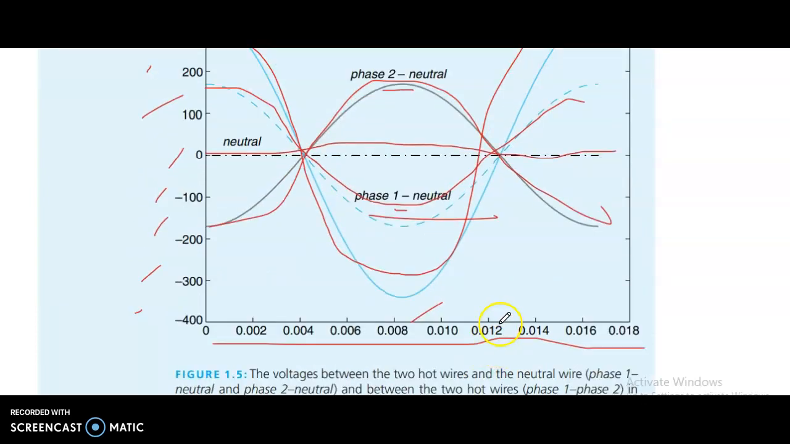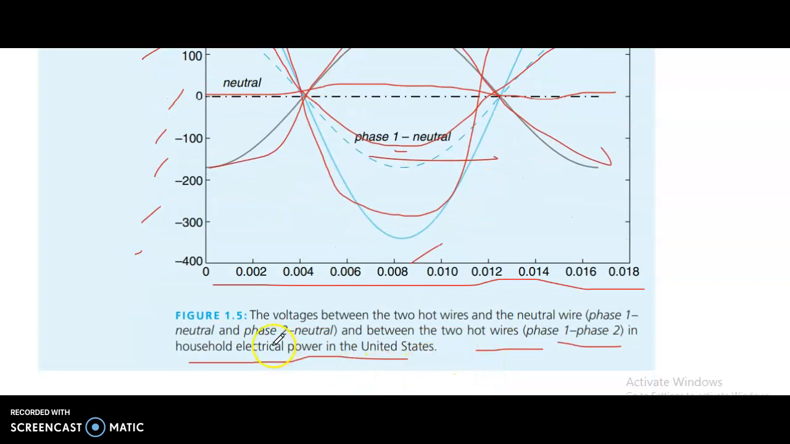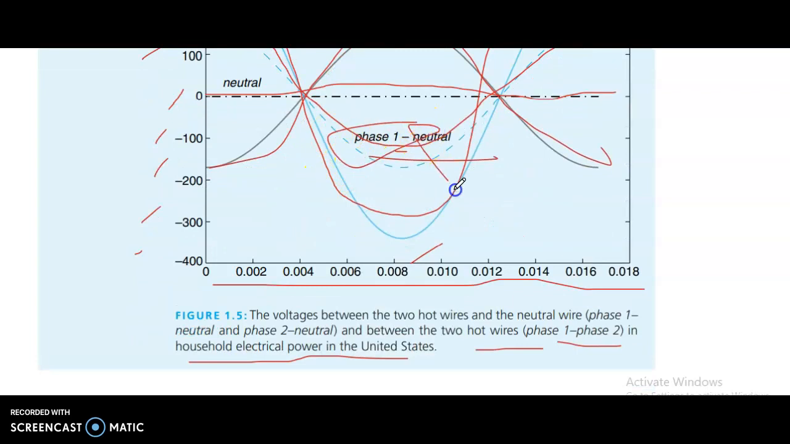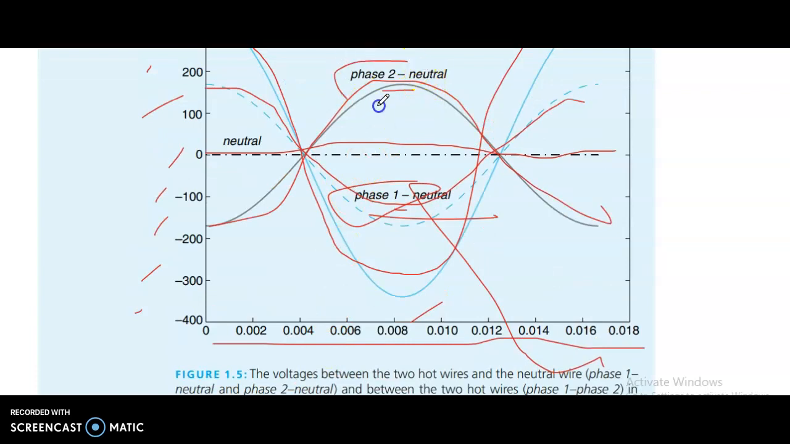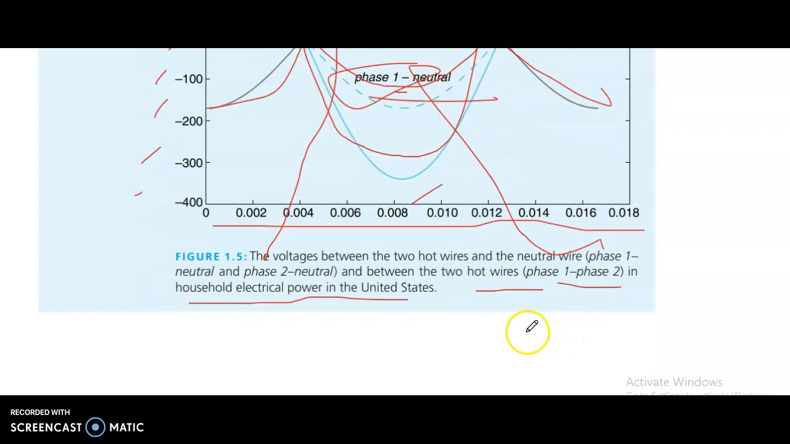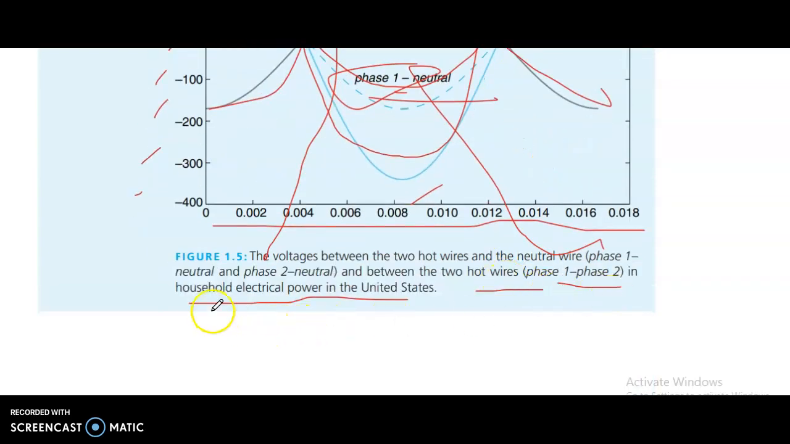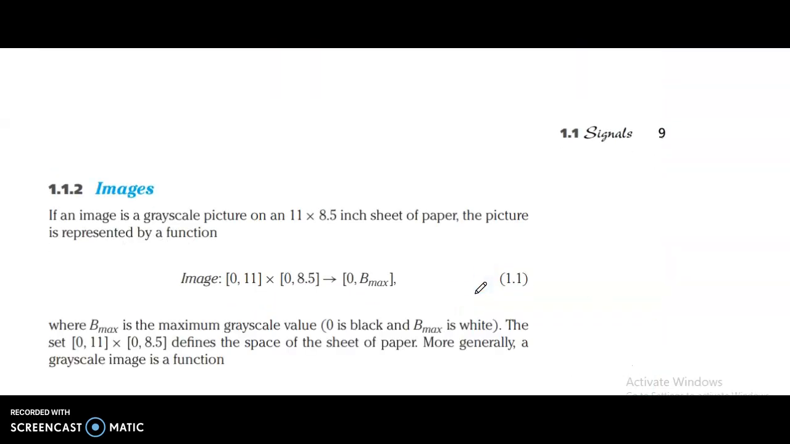The voltage between the two hot wires and the neutral wire, phase 1 neutral and phase 2 neutral, and between the two hot wires, phase 1 and phase 2, in household electrical power in the United States.